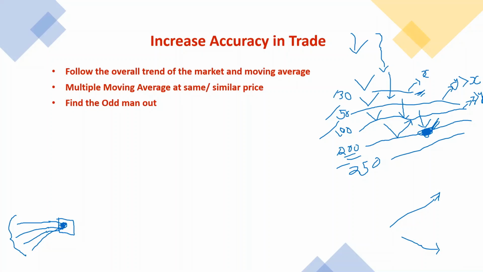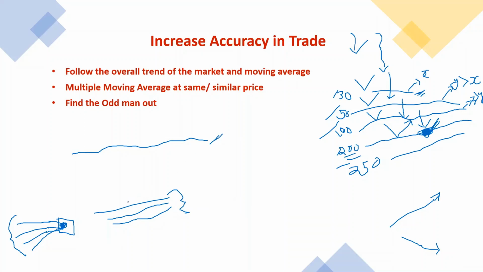The next one is find the odd man out. This is a strategy which I have seen most investors prefer, and good traders will definitely suggest it. Generally those who trade in Nifty and Bank Nifty would know this. Let's assume most of the moving averages are trading at this level, and one odd moving average is here.